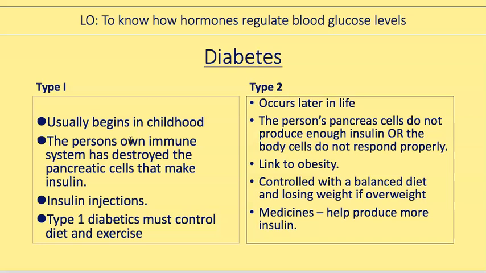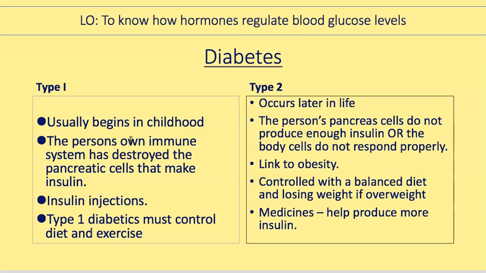Type 2 occurs later in life. So the person's cells of the pancreas either do not produce enough insulin, so the cells aren't working properly, so there's not enough insulin being made, or there is damage to the cells in the body and they don't respond to the insulin. So there's some insulin there, they just don't respond properly. Now, scientists have found a link between type 2 diabetes and obesity. So people who are obese have got a higher chance of getting type 2 diabetes.